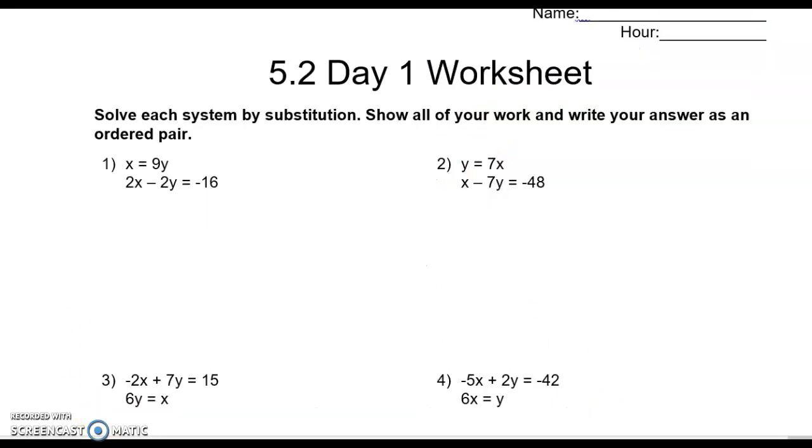Okay, so let's look at some examples from tonight's homework. Remember, Delta Math, there are printable versions of the worksheet in the Unit 5 folder. Okay, so we're going to start by looking at number 1.